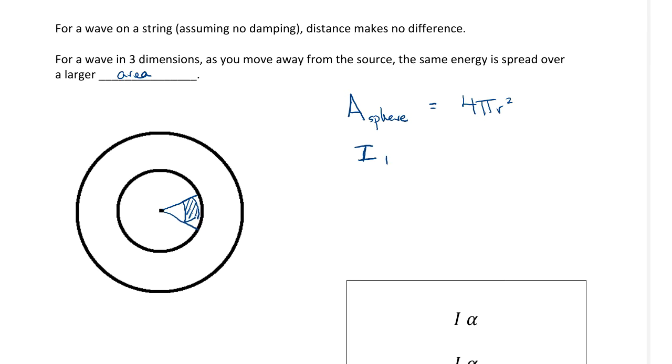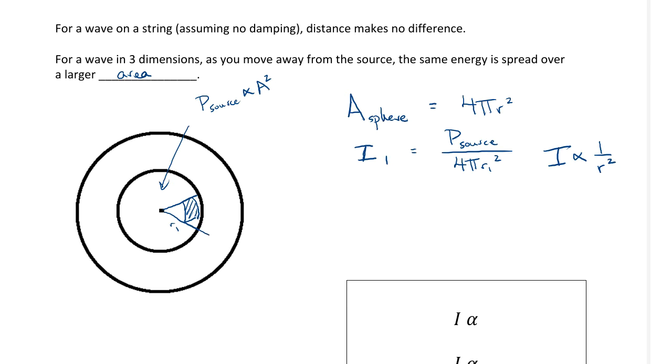So the intensity 1 is going to be equal to the power of the source. And of course, remember that the power of the source itself is going to be proportional to the amplitude squared at the source. So the power of the source divided by, I'm going to call this R1 squared. So this distance here is R1. So we can see that the intensity then is proportional to 1 over r squared, where r is the radius of the sphere, or equivalently, it's the distance from the source to the detector that we're using.